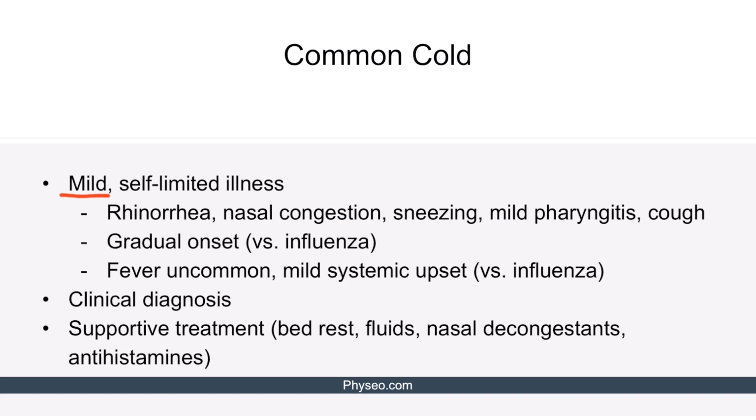It's usually a mild, self-limited illness, characterized by rhinorrhea, which means nasal discharge, nasal congestion, which occurs due to inflammatory edema, and sneezing, which occurs due to nasal mucosal irritation. Mild pharyngitis and cough may also be present. Of note, common cold usually has a gradual onset, as opposed to the abrupt onset seen in influenza. Also, fever is uncommon, and there is usually only mild systemic upset. Again, as opposed to a high-grade fever and prominent systemic upset seen in influenza.